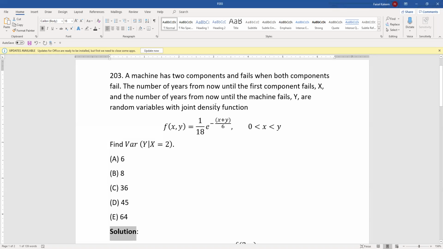Okay, in this problem, they say all this, but what we really need is that this is the joint PDF, and we need the variance of y given x equals 2. So for this variance, we first find little f of y given x equals 2.